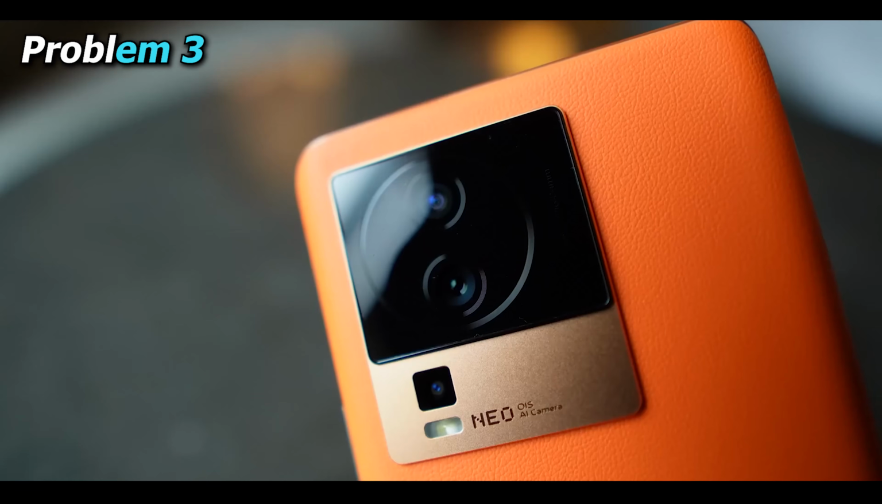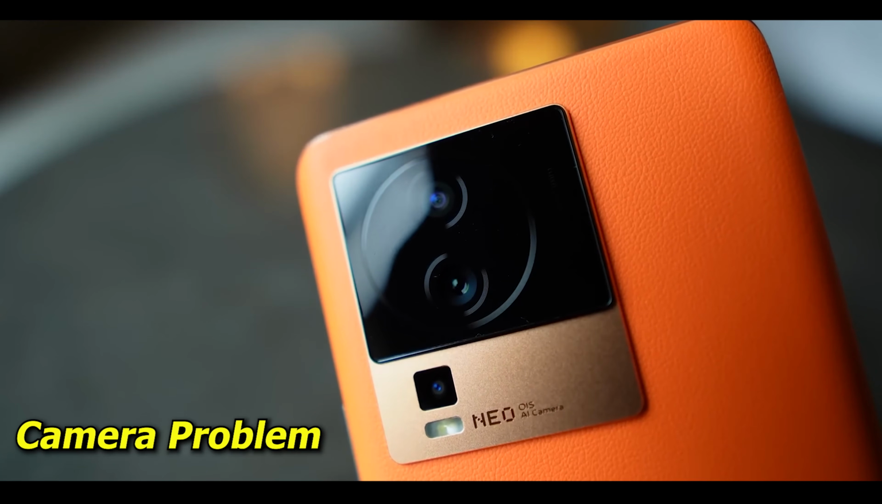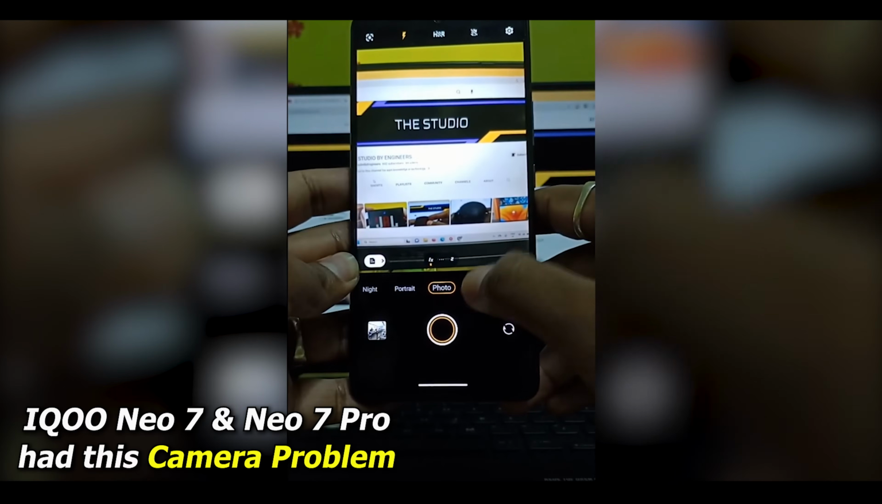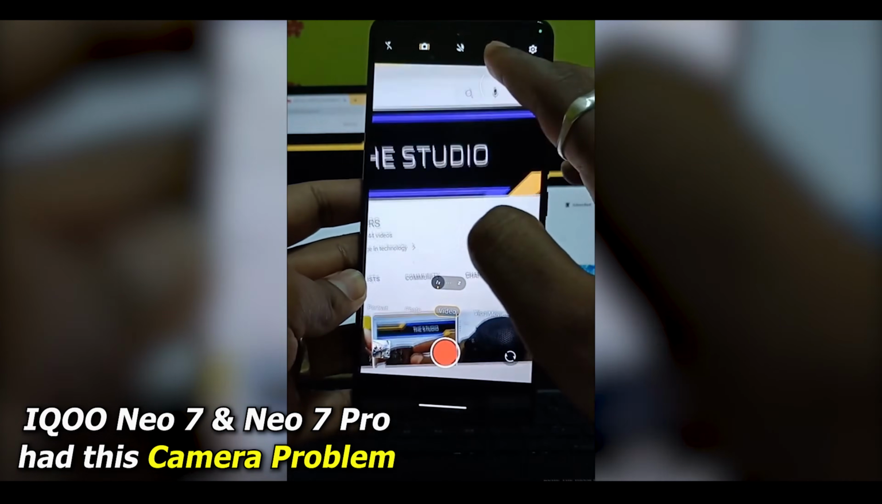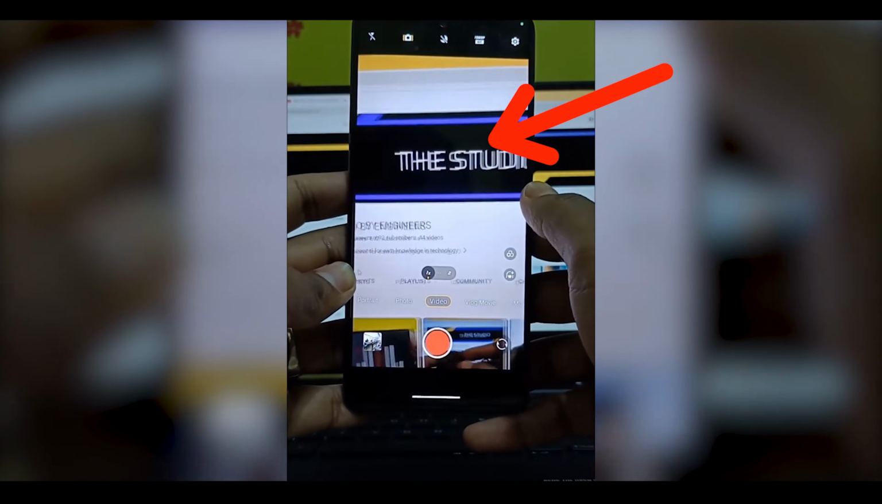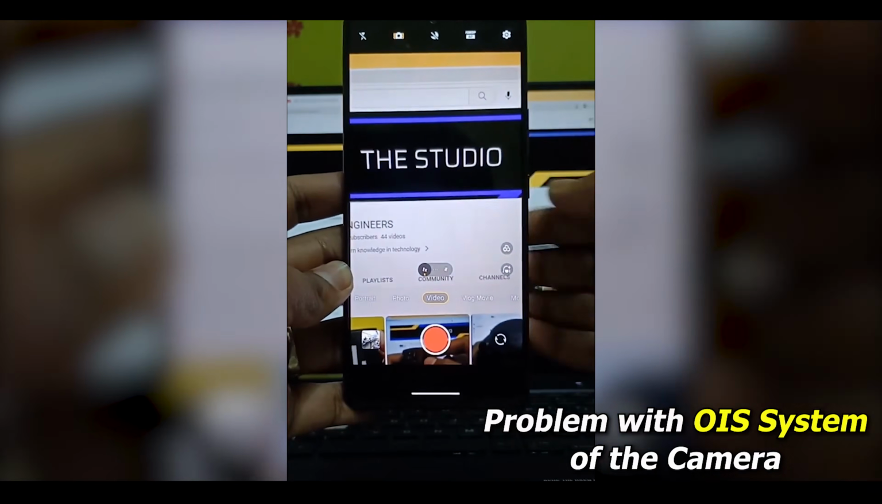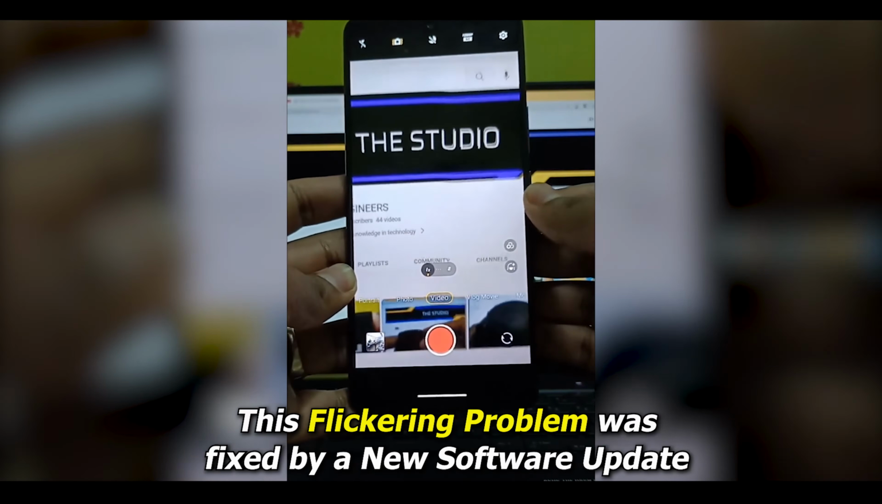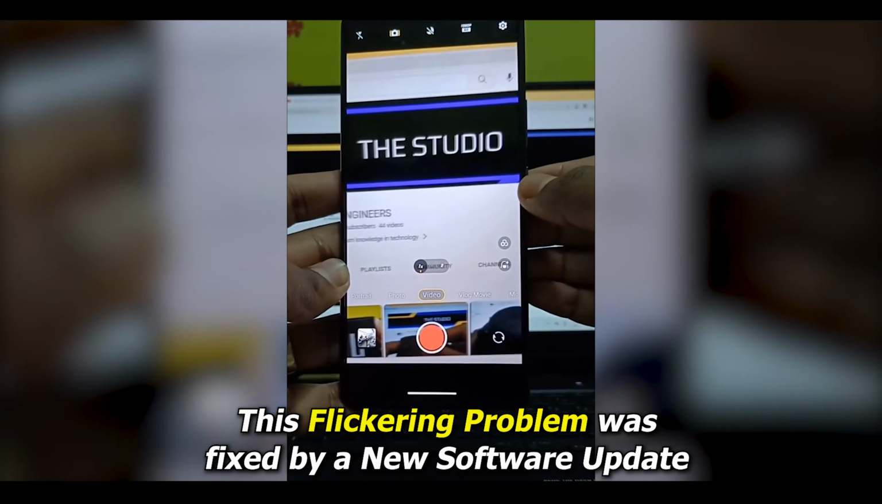The third problem is a camera issue that was faced by a lot of people after installing a new software update. IQOO Neo 7 and IQOO Neo 7 Pro users were facing this problem when they were trying to record videos at 1080p at 60 fps. The camera module keeps on shaking like this because maybe the OIS module is having some issue. The good thing is that this problem was fixed in a subsequent software update, so I think no one is facing it nowadays.